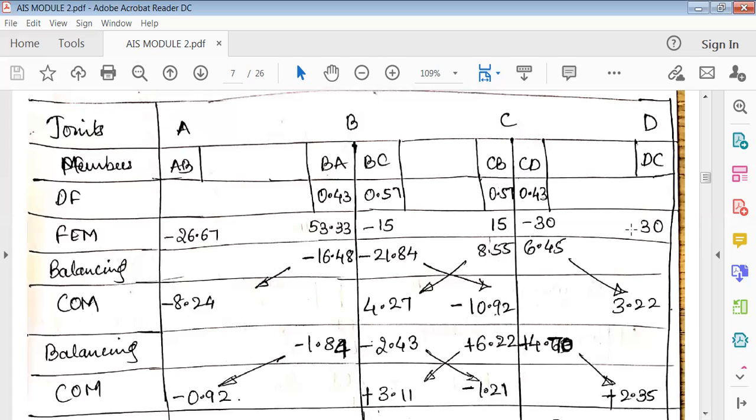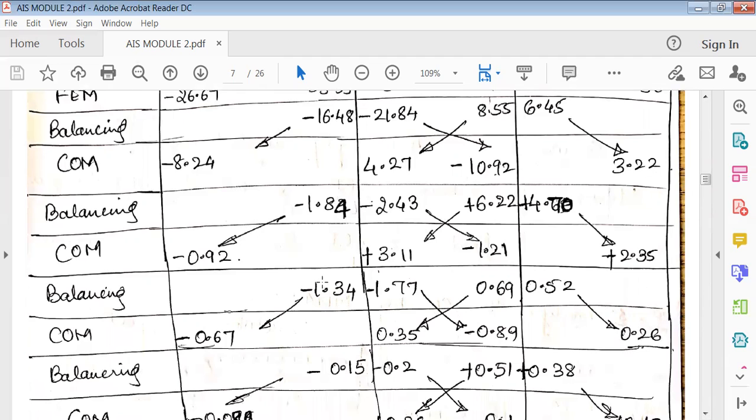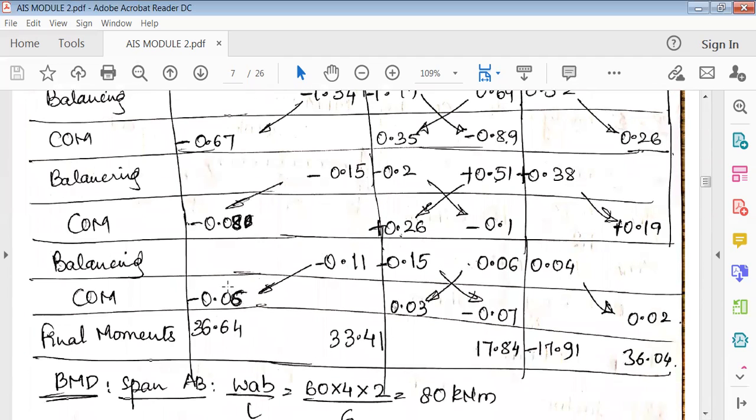So the next joint is D. At joint D there is a fixed support. So half of this gets distributed. So 6.45 divided by 2 is 3.22. Okay, so these are called carryover moments. Still, the carryover moments are not satisfactory. You should keep doing this carryover and balancing until when? Until you reach a value which is 0.06. At least up to two decimal places you should get this. That means you should reach a point where the second decimal place is a single digit number. Till then you should go on doing this continuously.